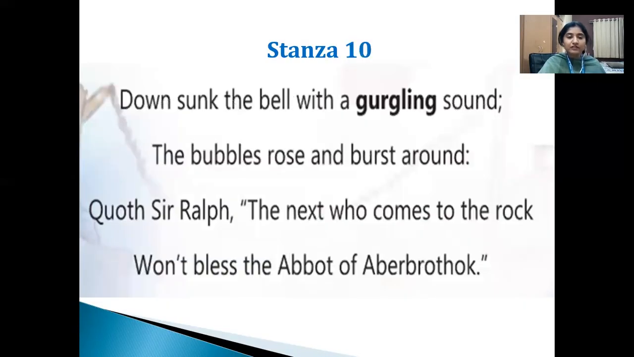Down sunk the bell with a gurgling sound. The bubbles rose and burst around. Quoth Sir Ralph, the next who comes to the rock won't bless the abbot of Aberbrothock. Here, onomatopoeia is used as gurgling. It is a sound word. Again, inversion is used. The lines, "Down sank the bell with a gurgling sound," and "Quoth Sir Ralph." This denotes that inversion is used here.